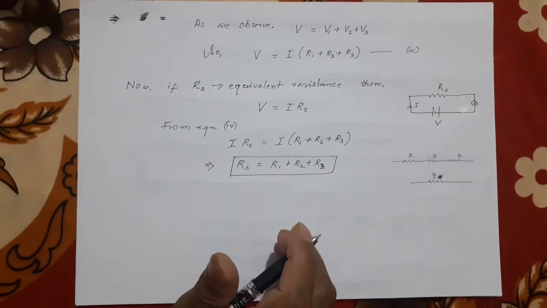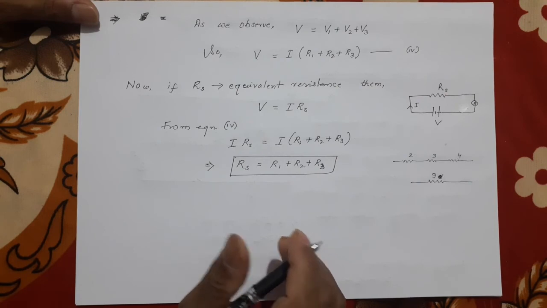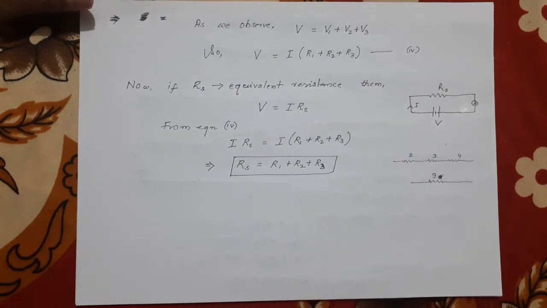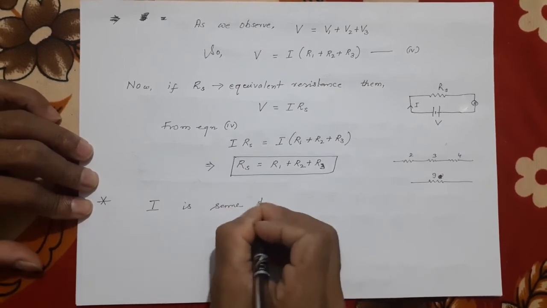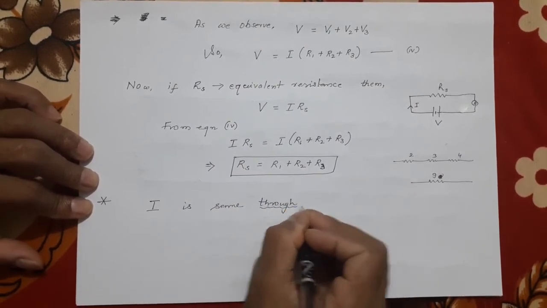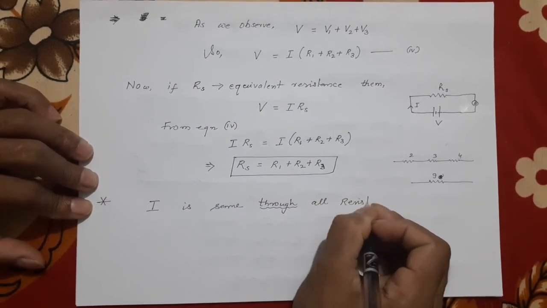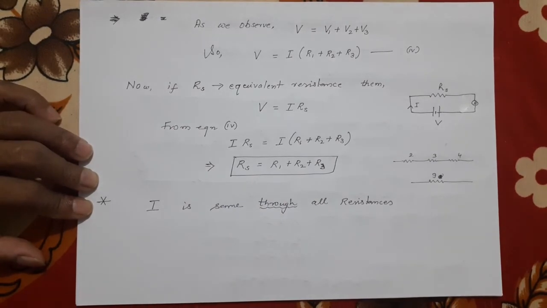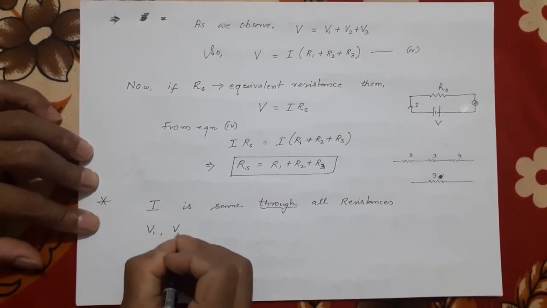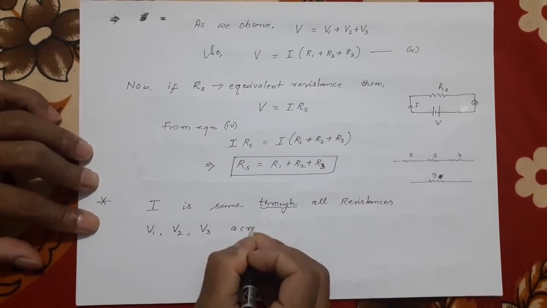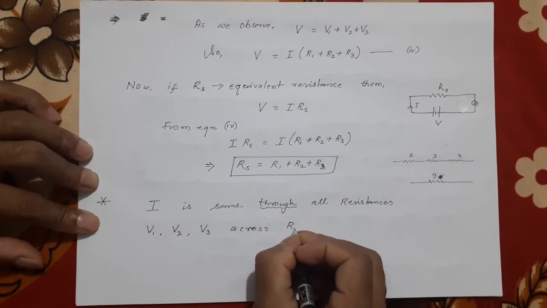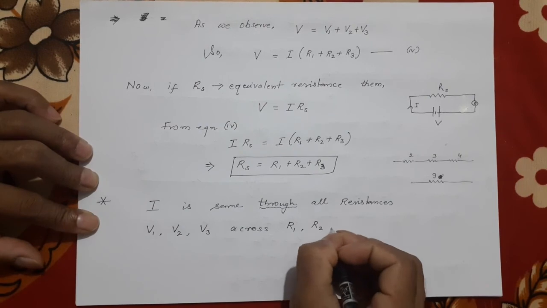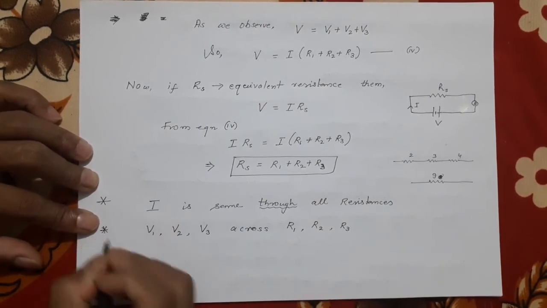Now, what is the use of this? Whenever you have to increase the resistance, this has to be done. So this is for your series combination. Here, the important thing to remember is that I is the same through all resistances. Very important. And V1, V2, V3 across them will have different voltages. They may be the same if the resistances are the same, but they will be measured separately. These are the important points to be remembered in series.